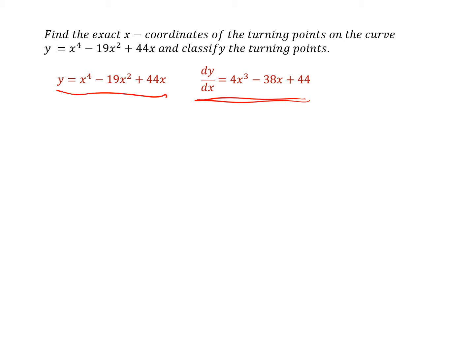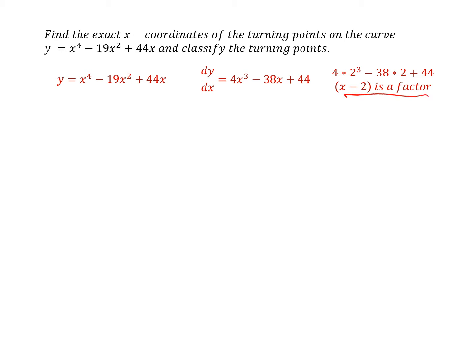Now, when I tried to solve that with my calculator using the equation solver, I got x equals 2, but also 2 decimal numbers, which are clearly not exact. So I'm going to have to do a little bit more work on this one. Now, the fact that x is 2 is a solution means that x minus 2 is a factor, and that's confirmed here using the factor theorem. So I can express dy/dx as this factor multiplied by a quadratic factor.